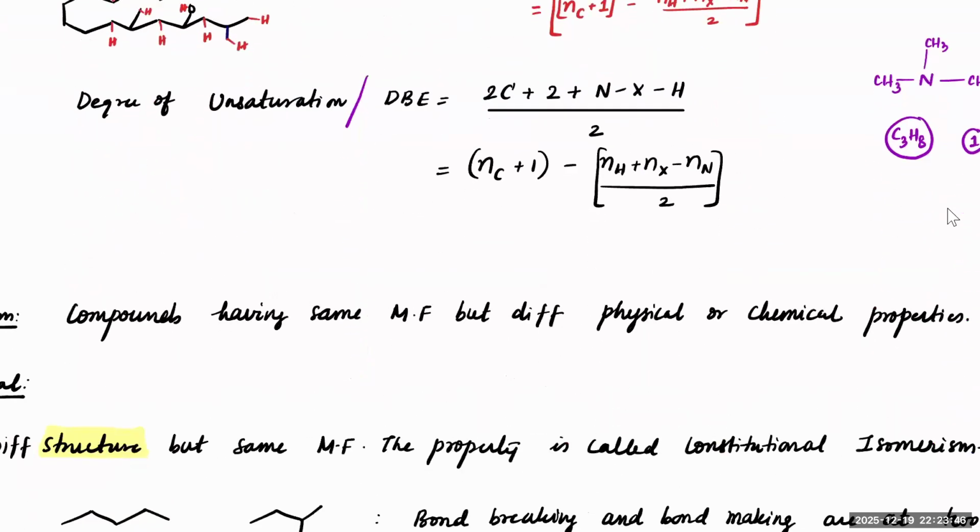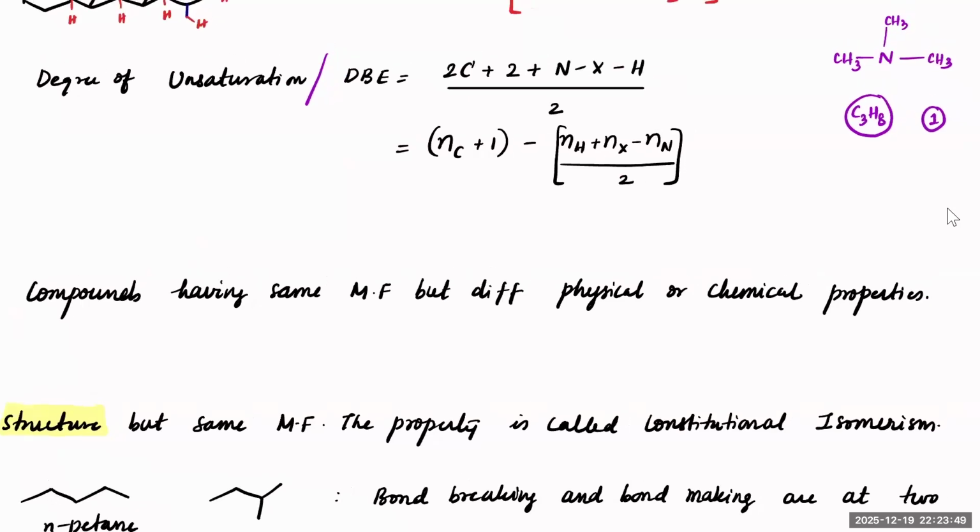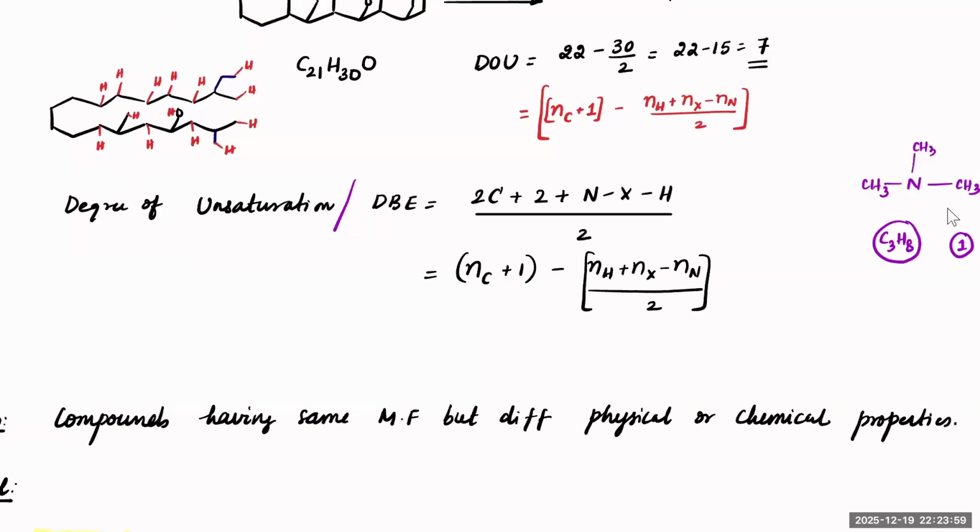Now, if you want to calculate the DBE based on a molecular formula, if the molecular formula is given, then what you would check is this formula here. That is number of carbons plus 1 minus number of hydrogens, halogens and nitrogens, minus nitrogen by 2. So this gives the appropriate degree of unsaturation. Got it? So any molecule given, you should be able to figure out this degree of unsaturation.